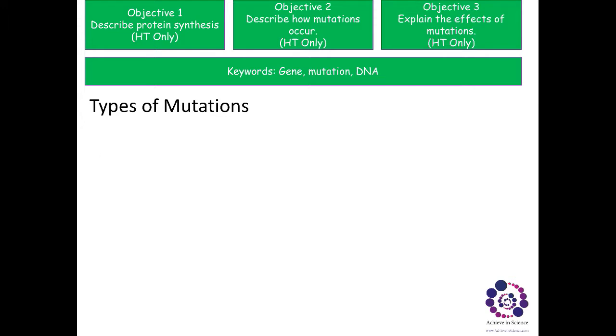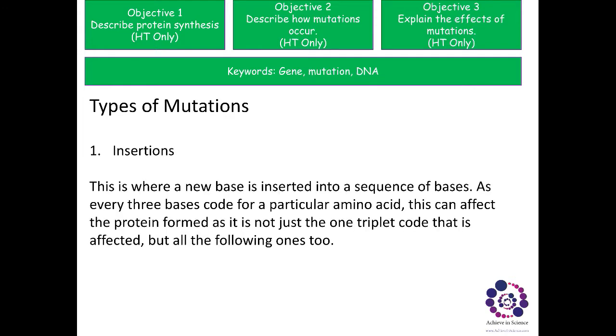There are three types of mutations. The first one is an insertion. This is where a new base is inserted into a sequence of bases. As every three bases code for a particular amino acid, this can affect the protein formed. That is not just one triplet code that is affected, but all the following ones too.